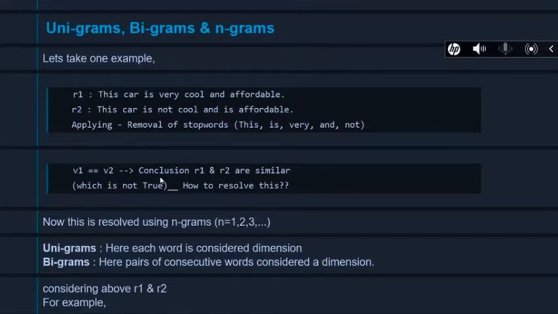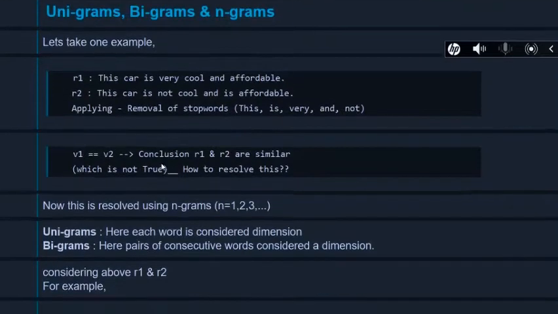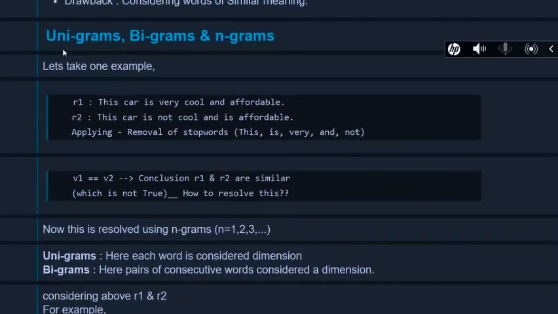So what was the problem? The computer is concluding that we are not coming out with sequential information. The sequential information is lost by removing all these stop words. So how to resolve this? This is resolved using unigrams, bigrams and n-grams.